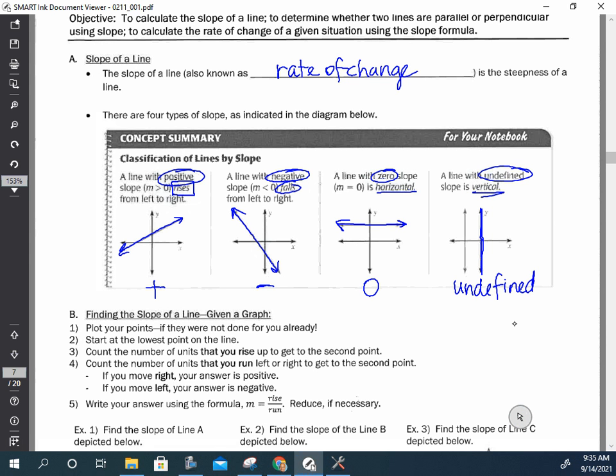So those are your 4 types of slope. Positive, line is rising. Negative, the line is falling. 0, the line is horizontal. Undefined, the line is vertical. So keep those in mind as we go through our work today. So that takes care of definition of a slope.